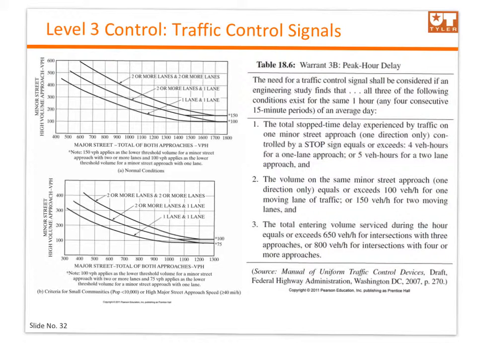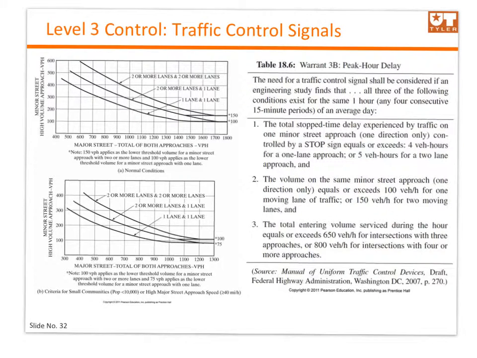So we can meet this warrant if the total stop time delay experienced by traffic on one minor street approach controlled by a stop sign equals or exceeds 4 vehicle hours for a 1 lane approach, or 5 vehicle hours for a 2-lane approach, and the volume on the same minor street approach equals or exceeds 100 vehicles per hour for 1 moving lane of traffic, or 150 vehicles per hour for 2 moving lanes, and the total entering volume serviced during the hour equals or exceeds 650 vehicles per hour for intersections with 3 approaches, or 800 vehicles per hour for intersections with 4 or more approaches.